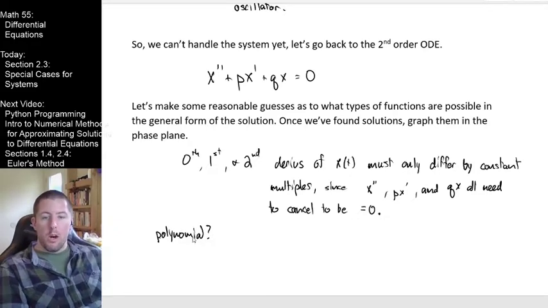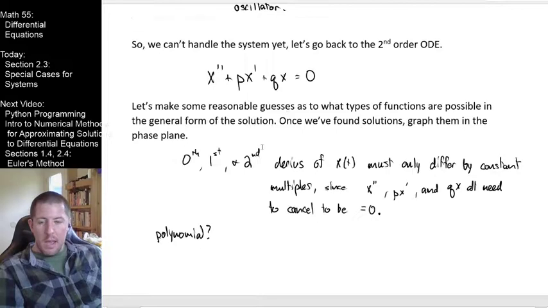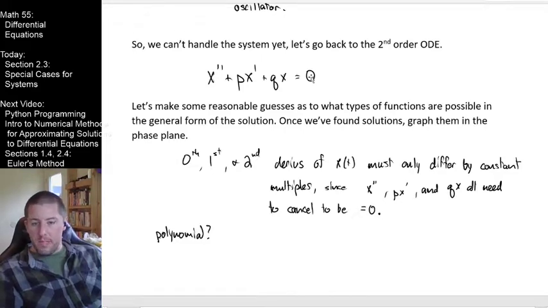Could a polynomial work for x of t? That's my first question to you. And here's what I'm thinking to myself. If I were to pick, for example, and I'm just throwing an example here, suppose that we picked x of t to be like a cubic function. If that were the case, then we would get q times a cubic, we'd get p times a quadratic, we'd get just a linear for x double prime here. Could that possibly be equal to 0?